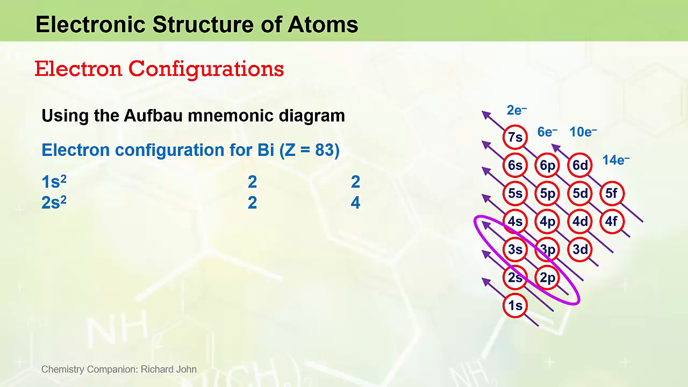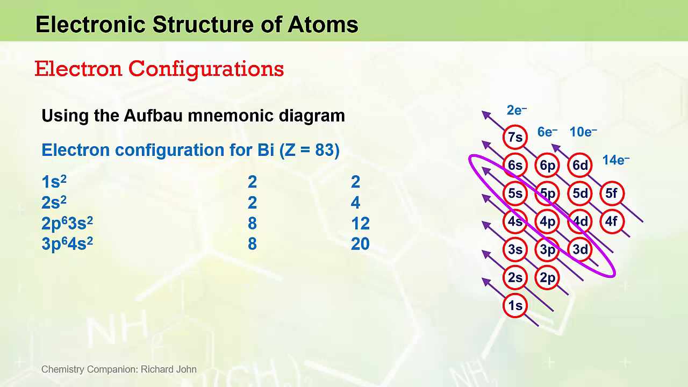Next we fill up the 2p and 3s subshells, which we know have 6 and 2 electrons respectively, so we write 2p6, 3s2, using up 8 more electrons for a cumulative count of 12. Next we fill up 3p and 4s subshells, which again have 6 and 2 electrons respectively, so we write 3p6, 4s2, using up 8 more electrons for a total count of 20 so far.